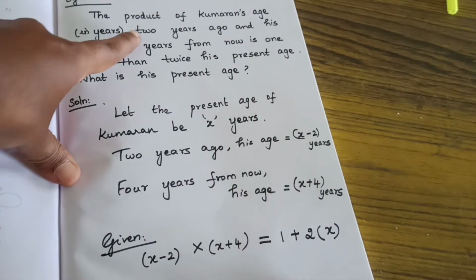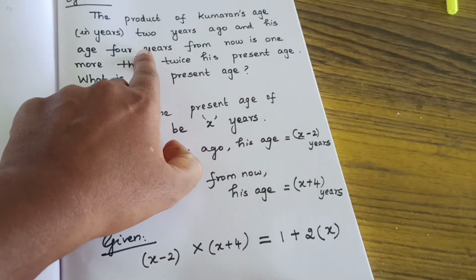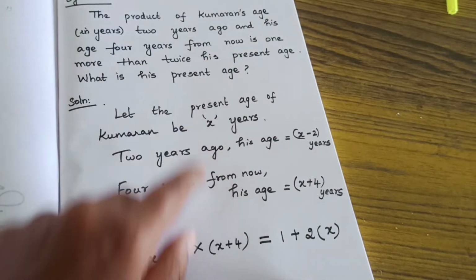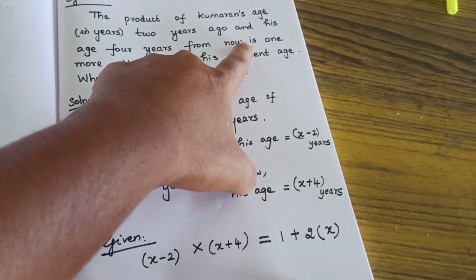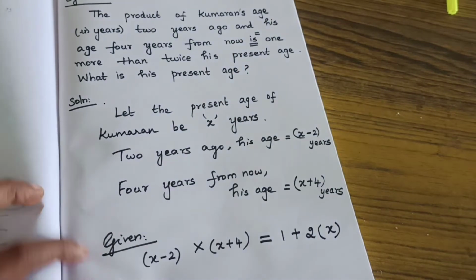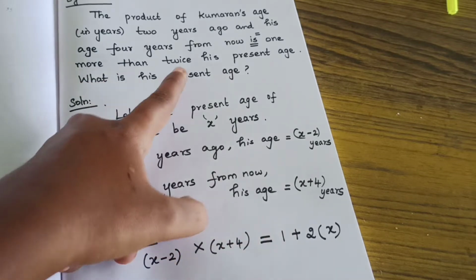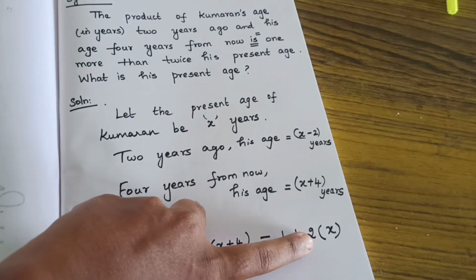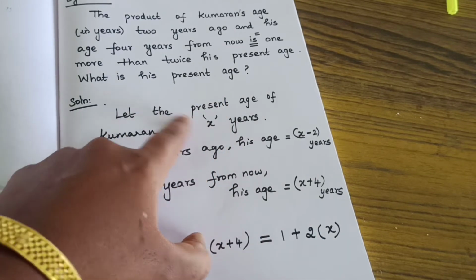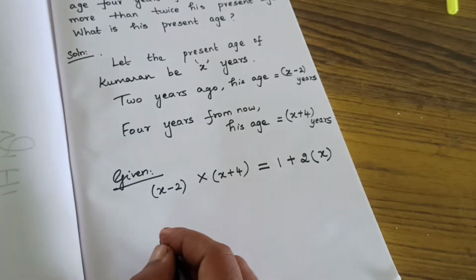Once again listen. The product of, so multiplication of Kumaran's age 2 years ago, this first term, and 4 years from now, the second term. Is means equal to. One more than means plus. Twice, 2 times, so 2 into, then his present age means x. Got it? Now, we can arrange into quadratic equation.